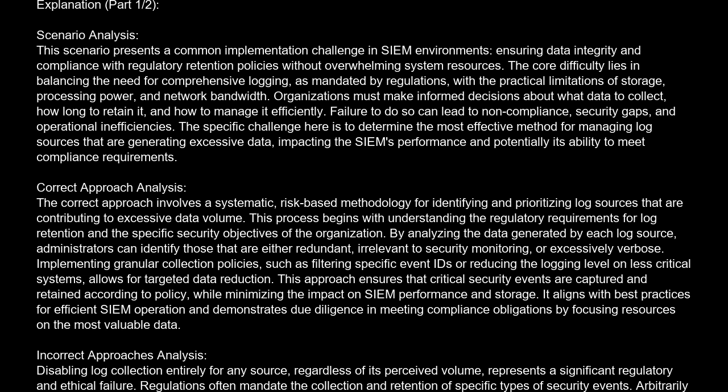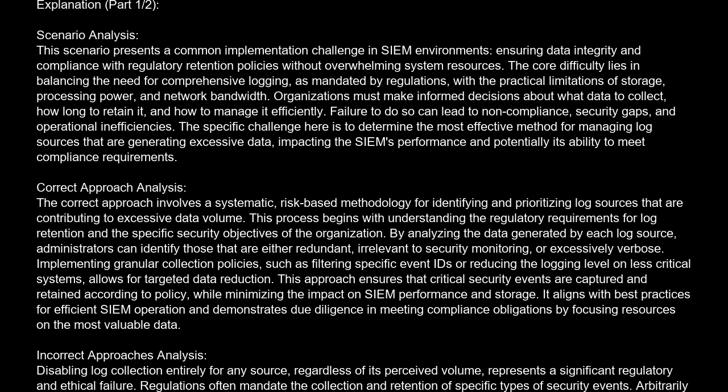Explanation. Scenario analysis. This scenario presents a common implementation challenge in SIEM environments: ensuring data integrity and compliance with regulatory retention policies without overwhelming system resources. The core difficulty lies in balancing the need for comprehensive logging, as mandated by regulations, with the practical limitations of storage, processing power, and network bandwidth. Organizations must make informed decisions about what data to collect, how long to retain it, and how to manage it efficiently. Failure to do so can lead to non-compliance, security gaps, and operational inefficiencies.